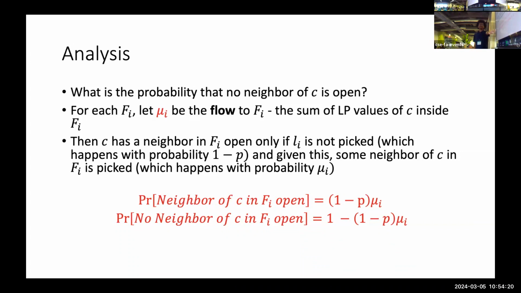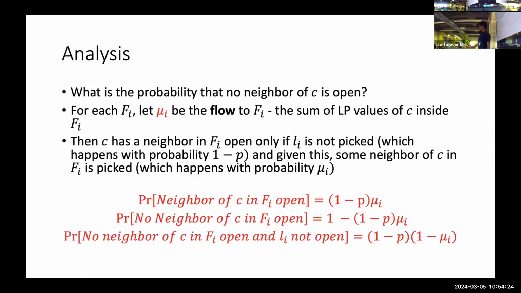Okay, this is the bad case in some sense. If you don't have any neighbor, you're going to pay at least 2. And then even worse things could happen. Maybe no neighbor of C is open and no leader is open either. So maybe in Fi, no neighbor of C in Fi is open and the leader Li is also not open. In this case, you should think that you pay 3, because you can't go 1 hop or 2 hops, you need to go 3 hops. And that happens with this probability. The 1 minus P comes because you don't want to open the leader, and 1 minus mu i because you don't want to open anybody who's adjacent.